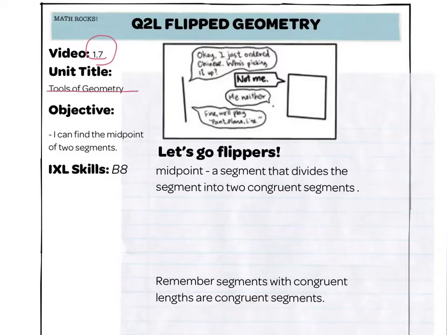This is Tools of Geometry, and your objective today is: I can find the midpoint of two segments. The skill that you should be working on is not just B8 now, but it should also be B7. B7 is also a skill that you should be able to work on and complete.